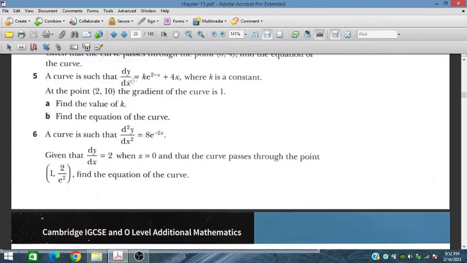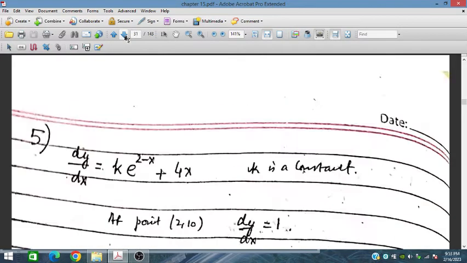A curve is such that dy/dx is equal to k e^(2-x) plus 4x, where k is a constant. At point (2, 10), the gradient of the curve is 1. At this point, if we place the value of x as 2 here, then we have dy/dx as 1. Find the value of k and find the equation of the curve. So this is question number 5, and let's solve it.